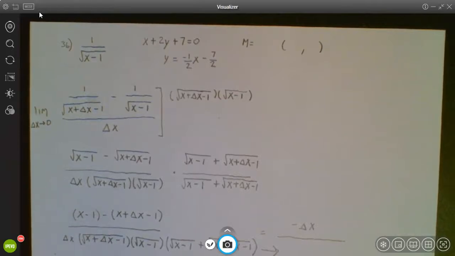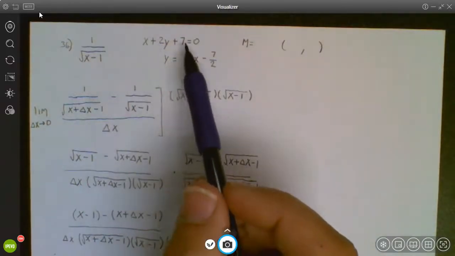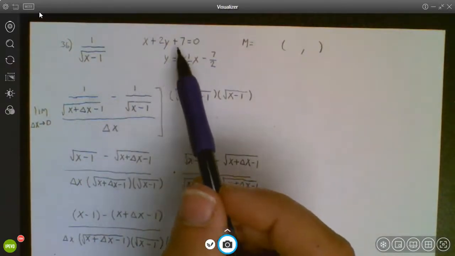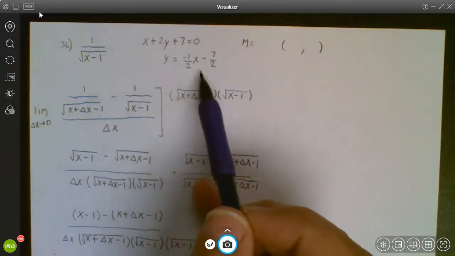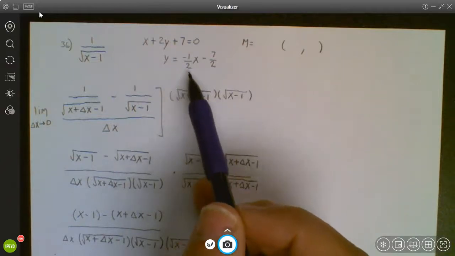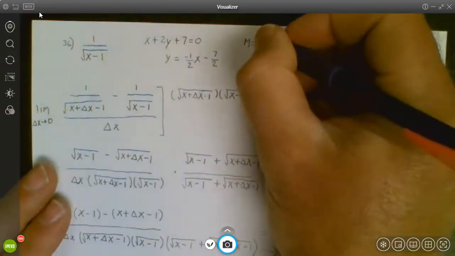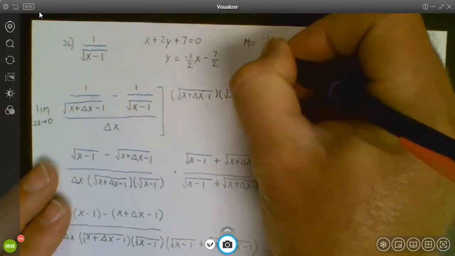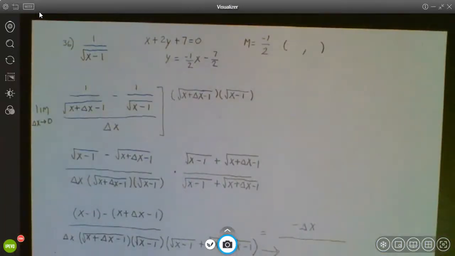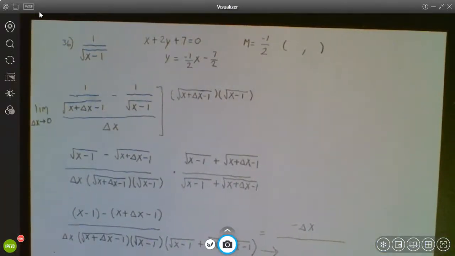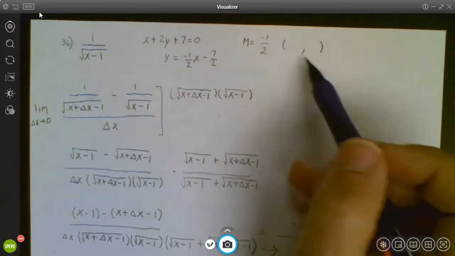So those are the three things that we're trying to identify. The slope we can get right off the bat because they said it was parallel to this line. Well, what's the slope of this line? If you put it into slope-intercept form, it's really easy to identify that your slope is negative 1/2. So there's our slope. Now we have to come up with an x-coordinate and a y-coordinate. And this is where the hard part came in. We don't know either one of those, and that's what makes this tough.